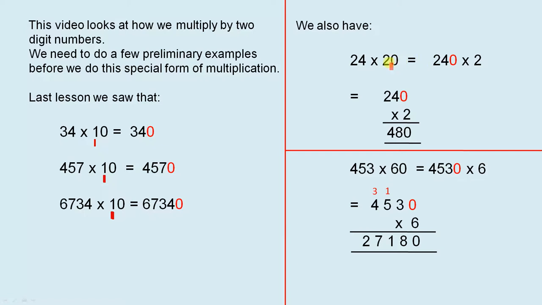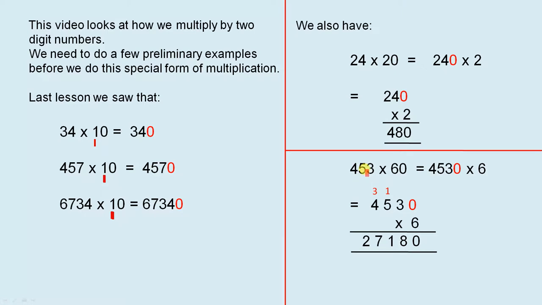Now when we have numbers like 20, or 30, or 40, it's a little bit different. So if you have 24 by 20, you are allowed to put the zero there after the 24, but it still becomes 240 times 2. So you still have to multiply by that 2. So 240 times 2 is 480.